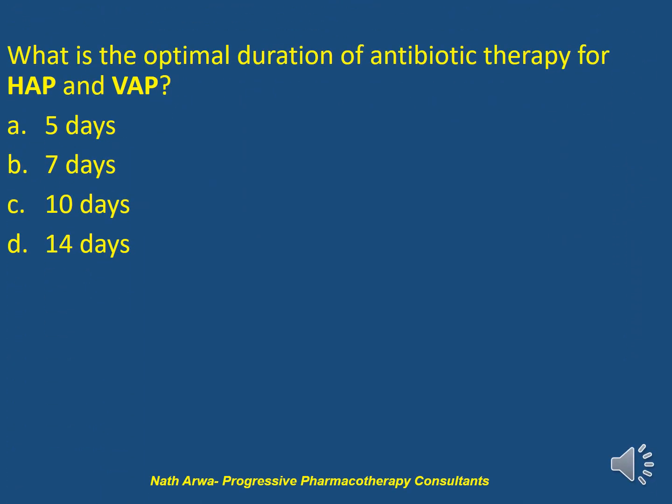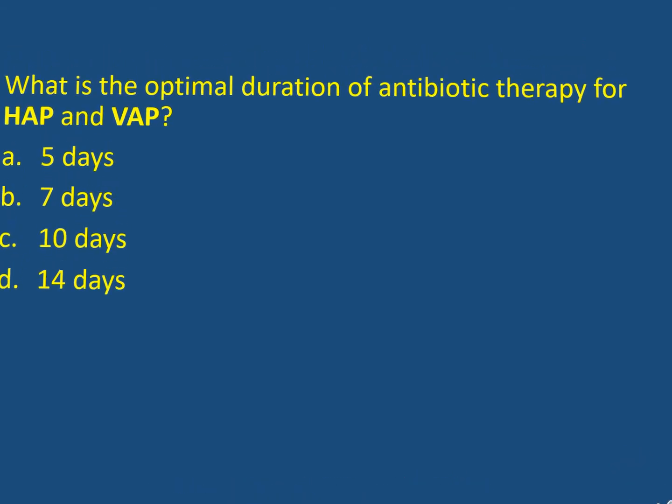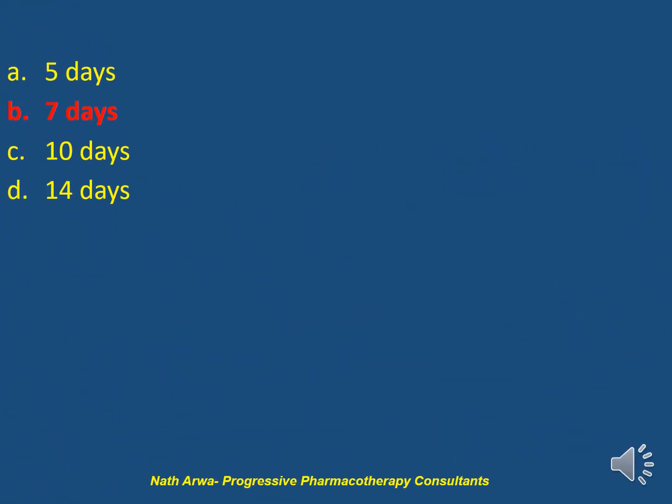Now, our next question reads, what is the optimal duration of antibiotic therapy for HAP and VAP? Is it 5 days, 7 days, 10 days, or 2 weeks? I'll give you 10 seconds to make a wise decision. So, in my opinion, B is the correct answer.